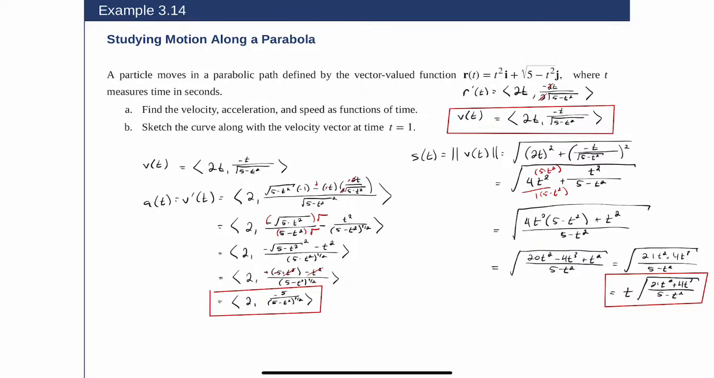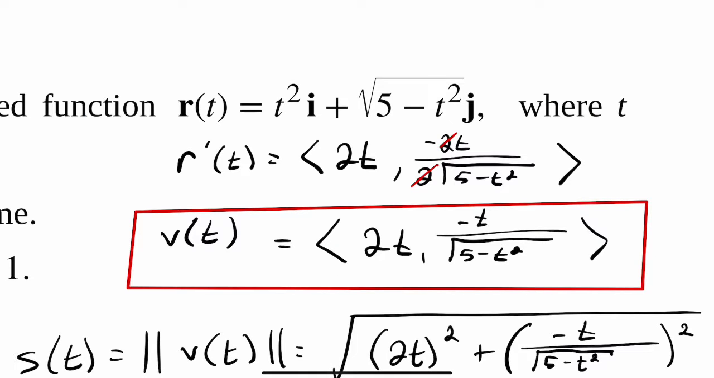So that's part A complete. Now we just have to figure out part B. Sketch the curve along with the velocity vector at time t equals 1. To sketch a vector valued function, apply the method that we used to sketch a parametric equation. We want to plug different values of t into the r of t formula to see what the path of the curve is over a number of different values of t.